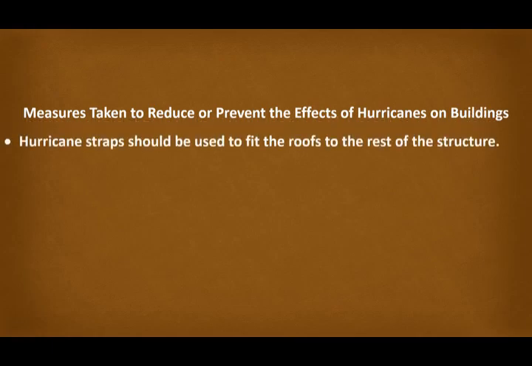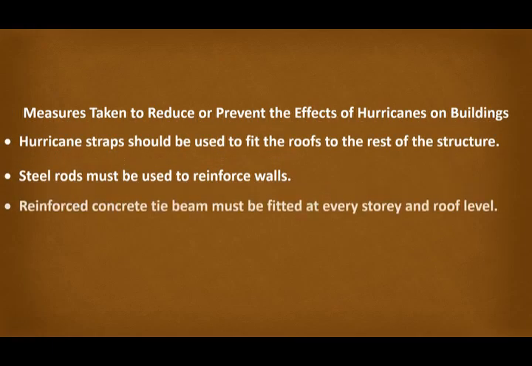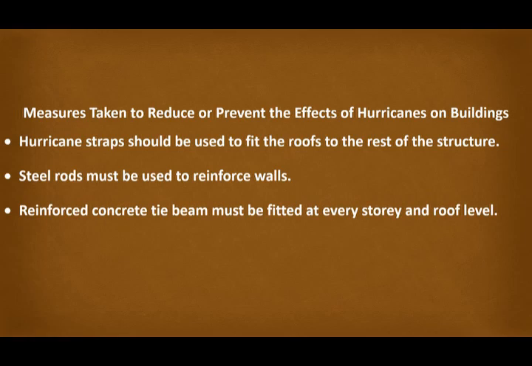Now, there are some things that you have to do in order to ensure that your building, your structure, is not damaged. Buildings must use what are called hurricane straps to hold down roofs. Make sure that the roofs don't get lifted off or blown off during the passage of a hurricane. When you're constructing your houses, you must have steel rods reinforced inside the walls so that the walls are sturdy and don't blow down. And also reinforced concrete tie beams must be used as well.